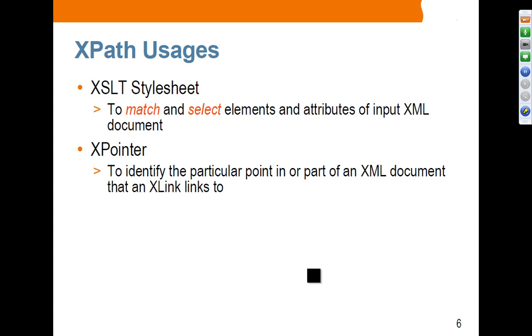Now, example places where you are going to use XPath could be an XSLT style sheet. That's something we are going to cover as the next topic after this. Inside an XSLT style sheet, you are going to use what is called match and select to make references to your XML document. You use XPath when you're defining XPointer as well, to identify a particular point in or part of an XML document that an XLink links to. So these are two examples where XPath is used.